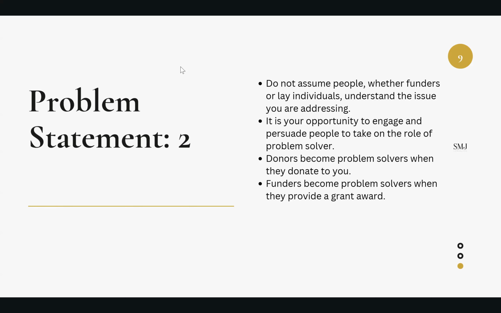Do not assume people, whether funders or lay individuals, understand the issue you are addressing. This is really your opportunity to engage and persuade people to take on the role of a problem solver. Donors become problem solvers when they donate to you. Funders become problem solvers when they provide a grant award.